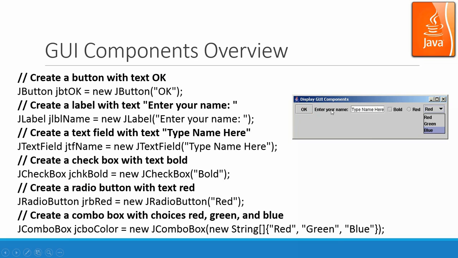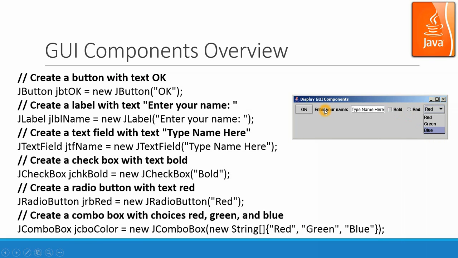We have a button here. We have a text field input here. We have a checkbox here. We have a radio button over here. And then we have a combo box over here.